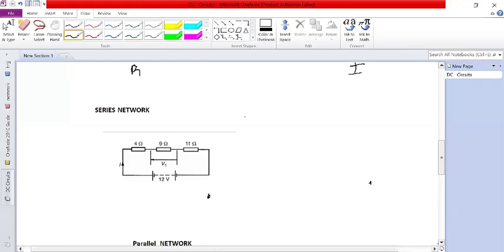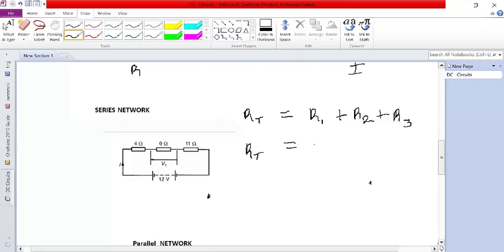Okay, so let's look at resistor networks. The first network we're going to look at is the series network. So for a series network, the current which goes through the components is the same. What differs is the voltage. So to calculate the total resistance, we use a formula. So we're saying RT is equal to R1 plus R2 plus R3. So this is the formula for resistors in series.